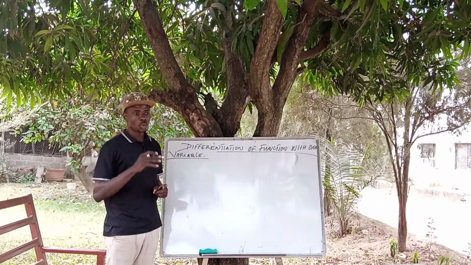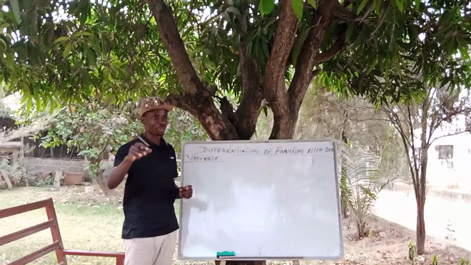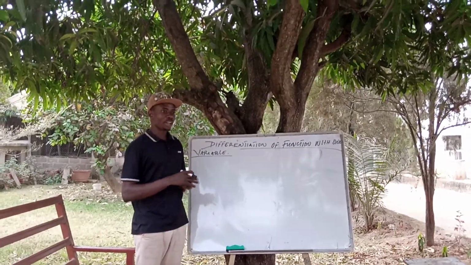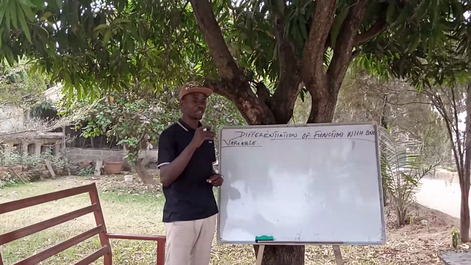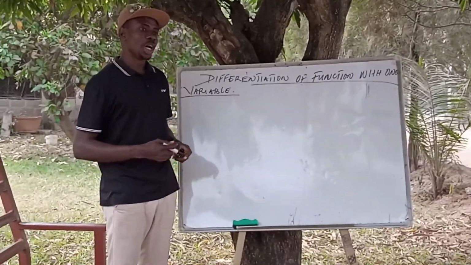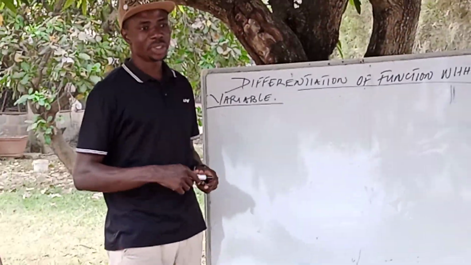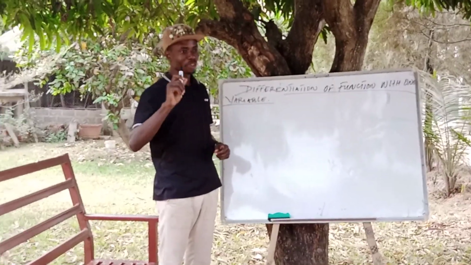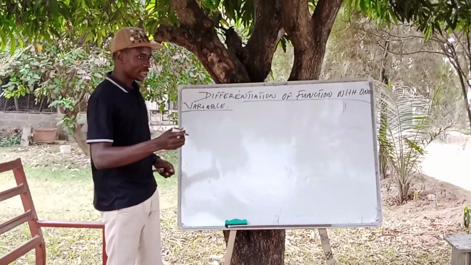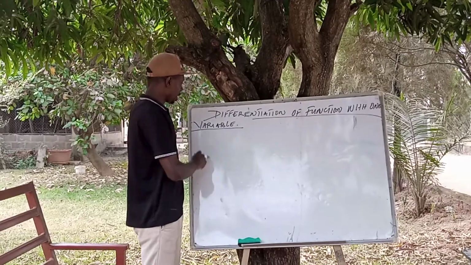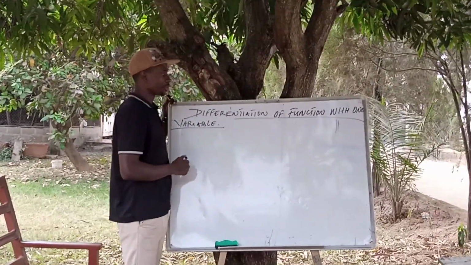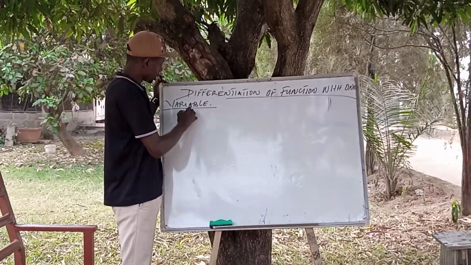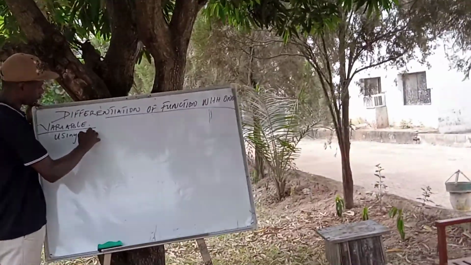Now, if you want to solve differentiation, we have different forms. Number one, differentiation using the general formula. Then we have the one using first principle, the product rule, the quotient rule, and the chain rule, which you can call function of a function. Let's start from the general formula.